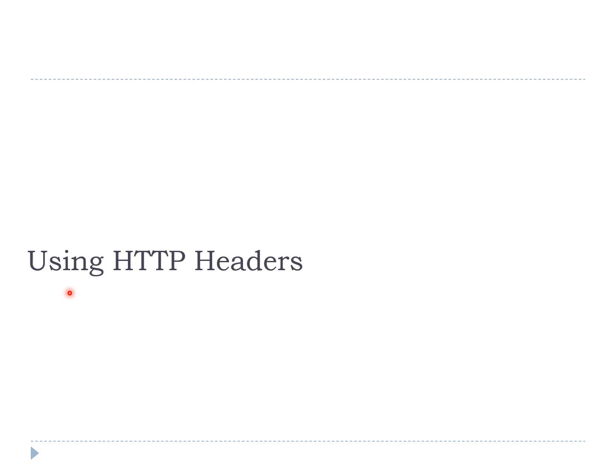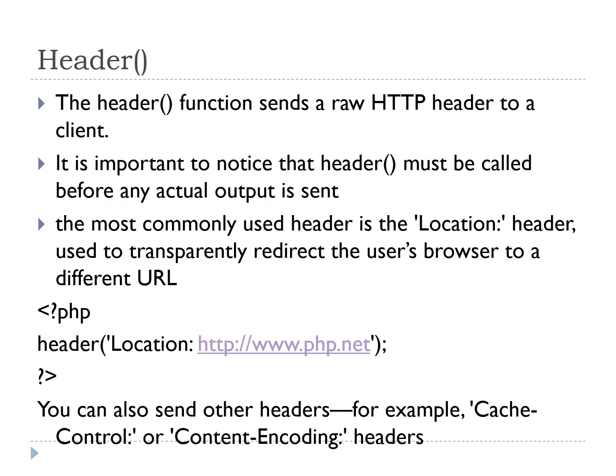So we already discussed sessions and cookies. Now we can see the usage of HTTP headers. HTTP is Hypertext Transfer Protocol. We can use HTTP headers to traverse from one web page to another. The header function sends a raw HTTP header to a client. It is important to notice that header must be called before any actual output is sent. So before sending the actual output, we have to call the header function.